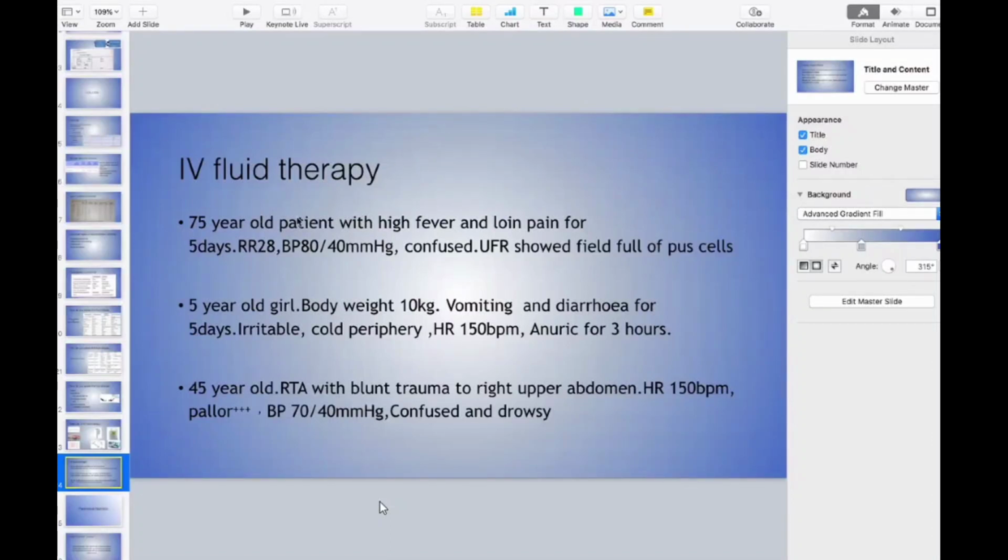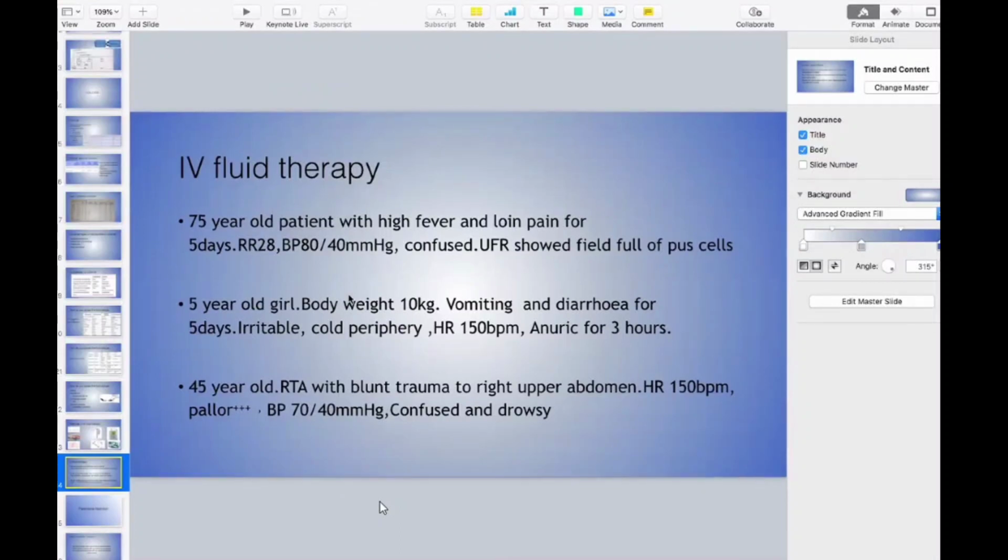Okay. So can there be complications when you give normal saline? What do you think about this patient? It's not a young patient, it's a 75 years old patient. So he may have a lot of comorbidities. You can end up with volume overload. You can end up with pulmonary edema. So you have to be careful when you are giving fluid fast here. You will have to closely observe how this patient is responding to the fluid.